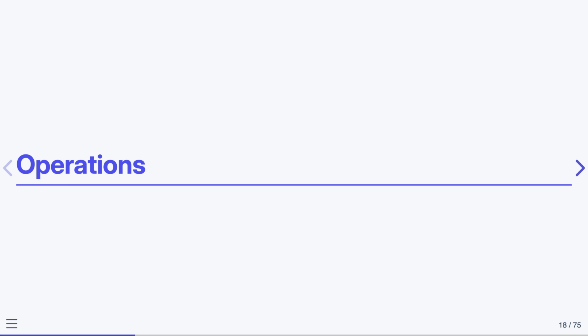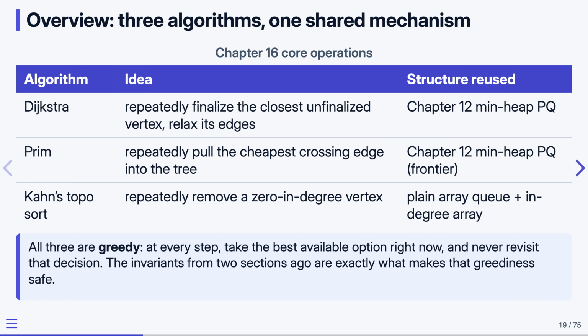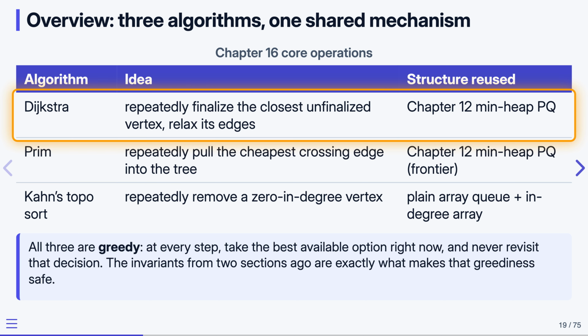Now we turn to the operations themselves. All three algorithms in this chapter share one mechanism. Let's line them up side by side. Dijkstra repeatedly finalizes the closest unfinalized vertex, then relaxes its edges. It reuses the Chapter 12 min-heap priority queue.